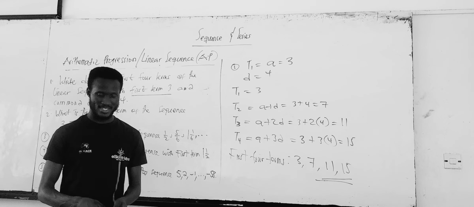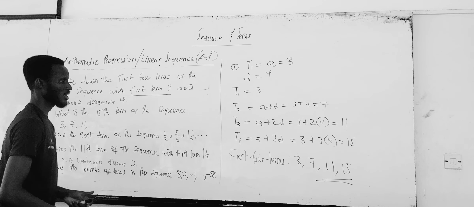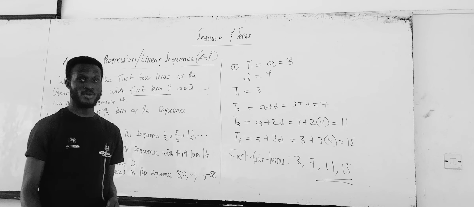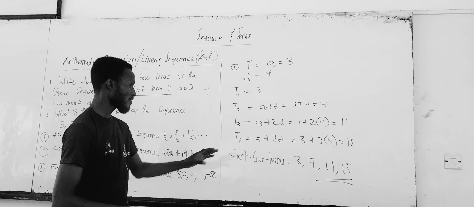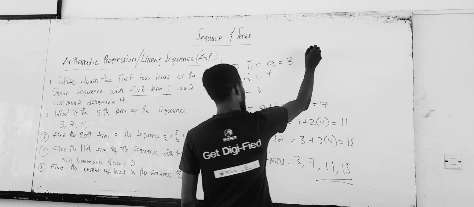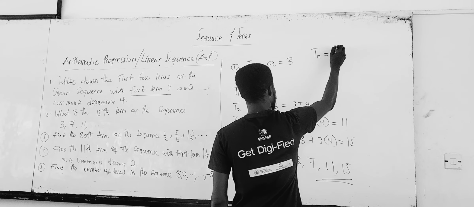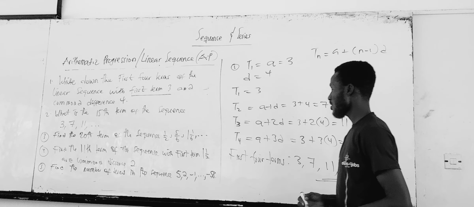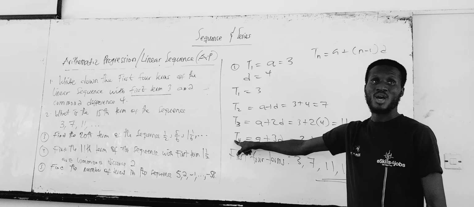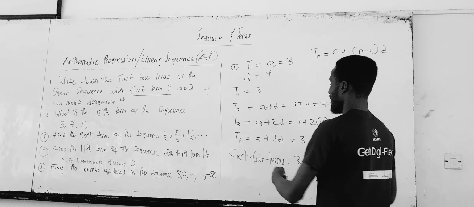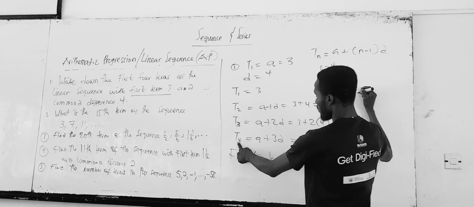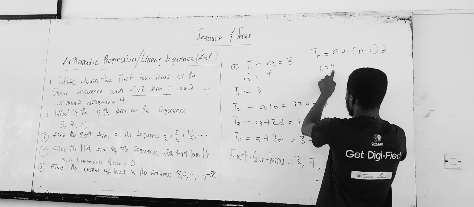Now let's check the second question. So you see how simple it is. We can also use the general formula to find the fourth term. The general formula is Tn is equal to a plus (n minus 1)d, right? So if I want to find the fourth term, it means n is equal to 4, because we have T sub n, and this n is 4.